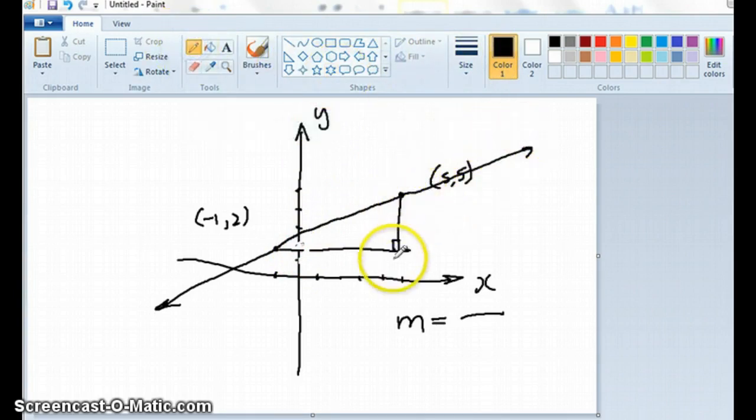Alright, so there's our gradient triangle. Now I really want to find out what this vertical distance is here. I'll do a different colour, there it is. How far is that?